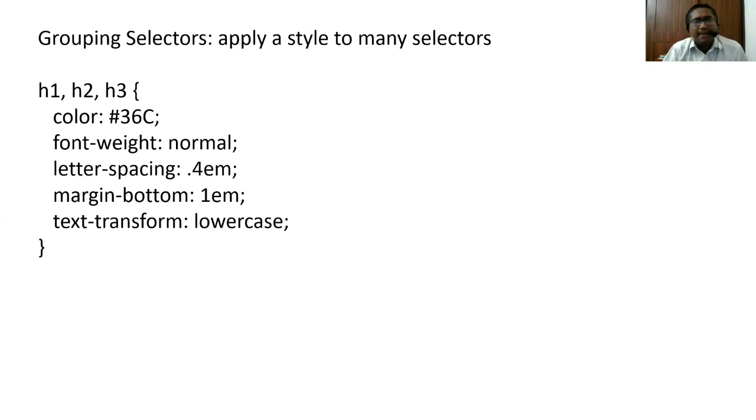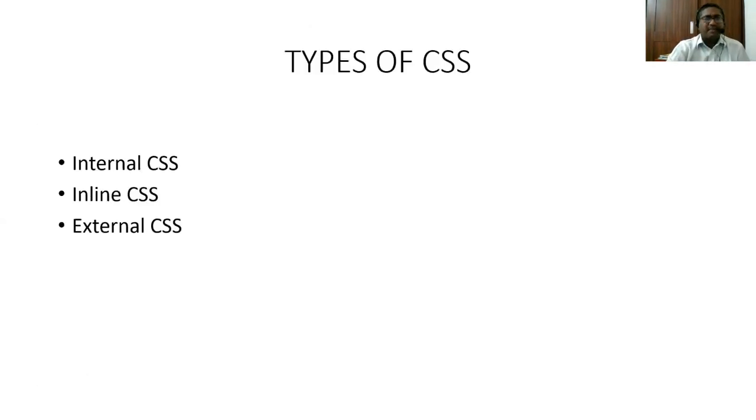And this one is an example for creating your selector. I have given h1, h2, h3, color, font weight, etc. All those. Text transform is also there. Text shadow, transform, everything will be there.